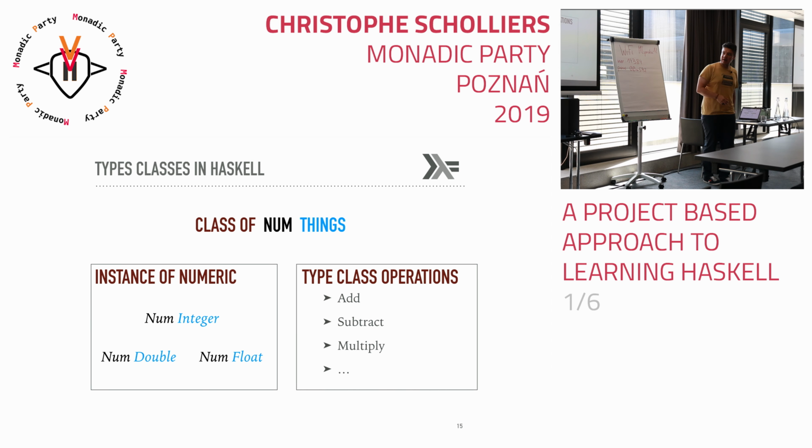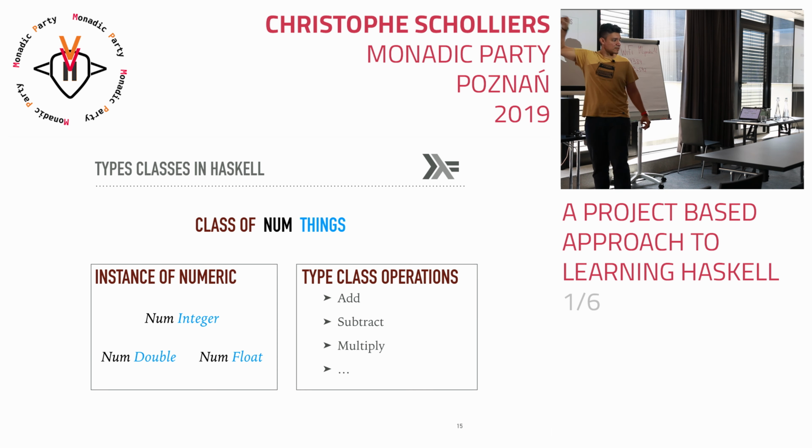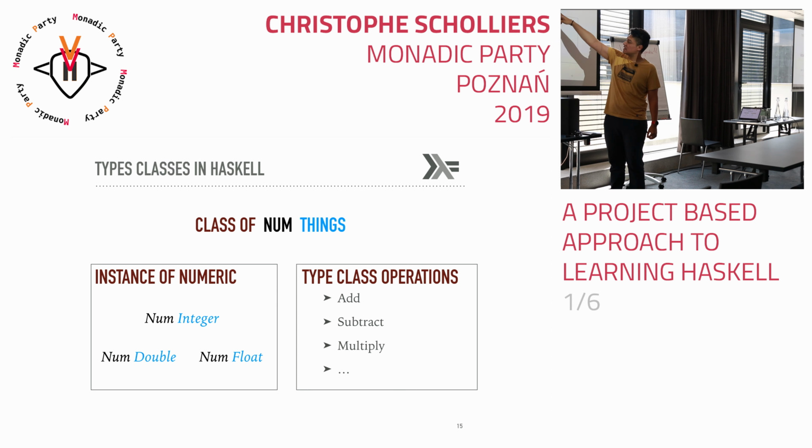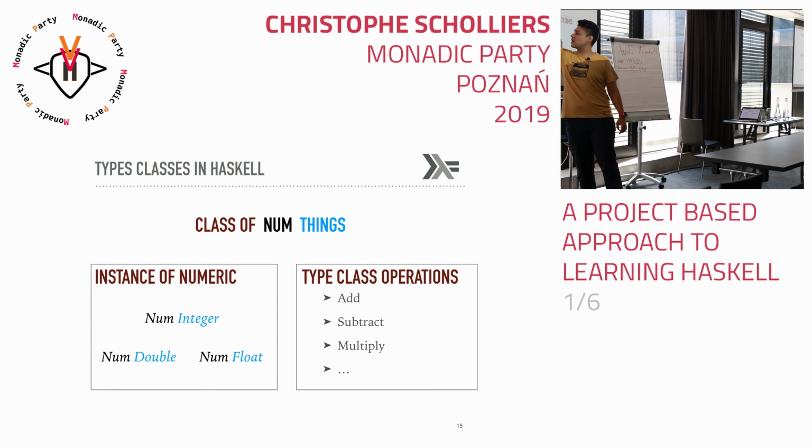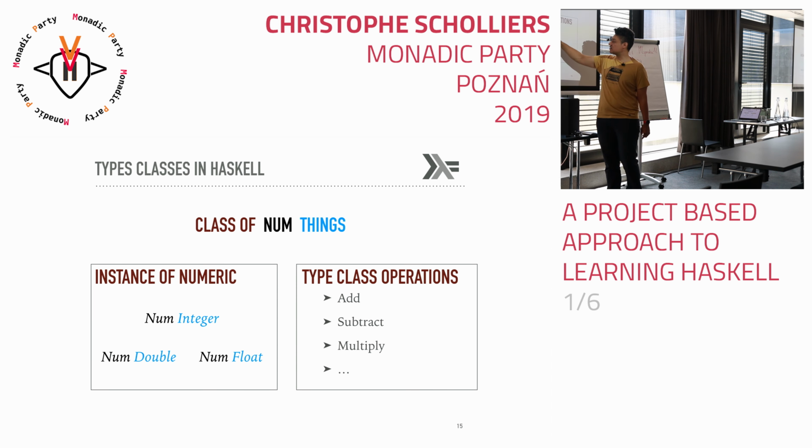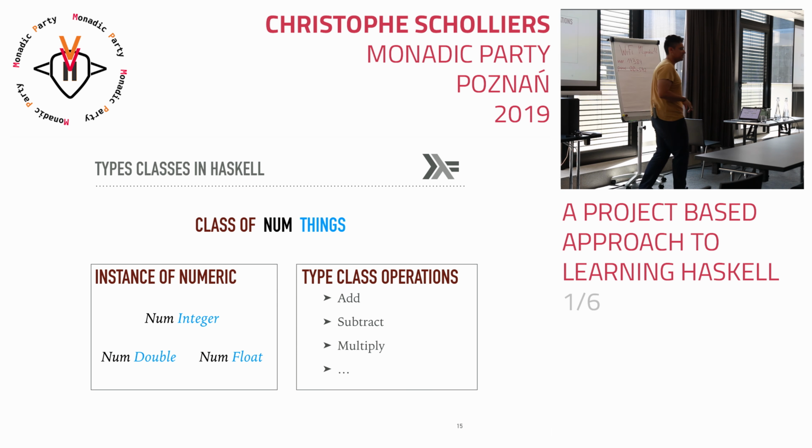And so we can make a class of num. Yeah? And a class of num, it's something that supports add, subtract, multiply, and a number of other operations. Yeah? So num, something numeric. And there are lots of instances of something numeric, for example, integer, double, and float. They all support add, subtract, and multiply, and so on. Yeah? Everybody is with me?